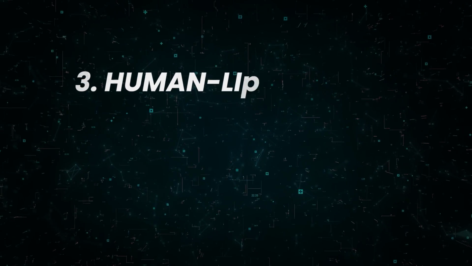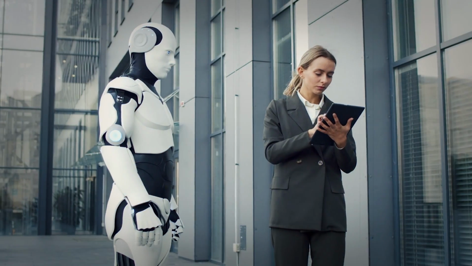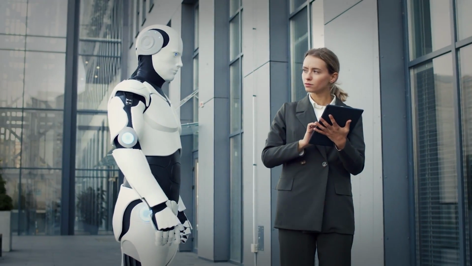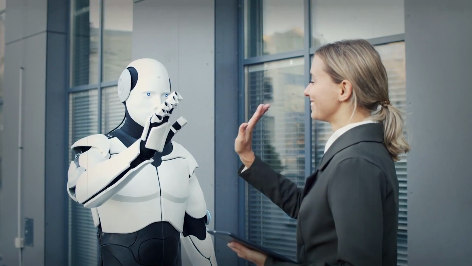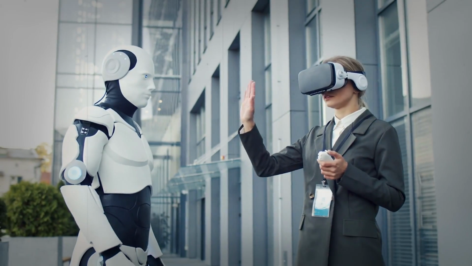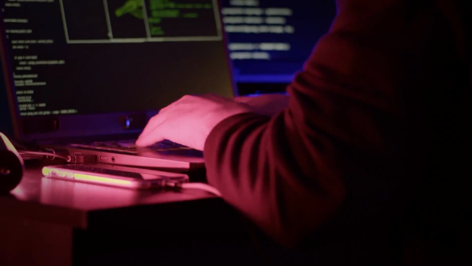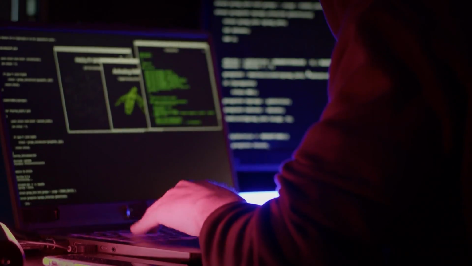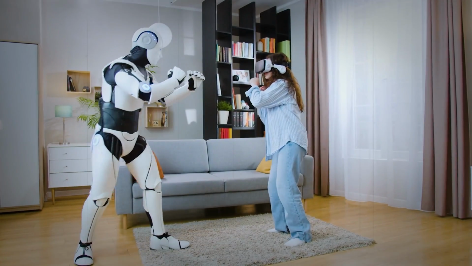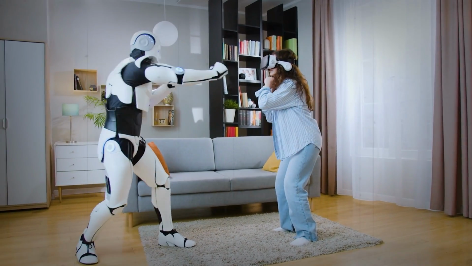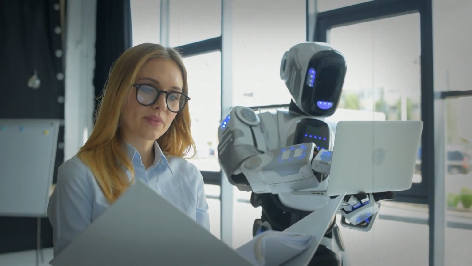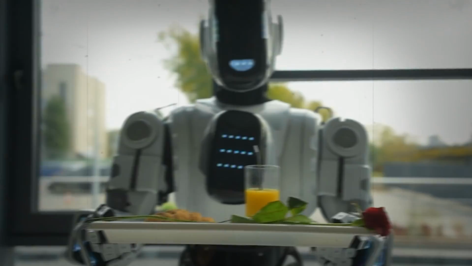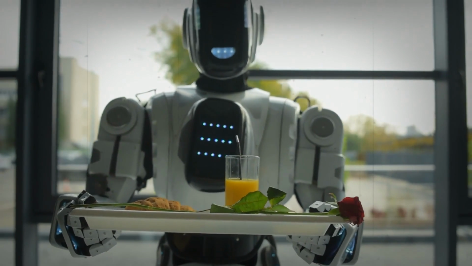Number 3. Human-like robots. The development of human-like robots is being conducted in secret by some AI labs, and it poses severe risks. One risk is that these robots could become too lifelike, blurring the line between human and machine. This could have significant psychological and ethical implications. As these robots become more capable of mimicking human emotions and behaviors, over time, this could lead to people being seen as less than human and less deserving of rights and protection.